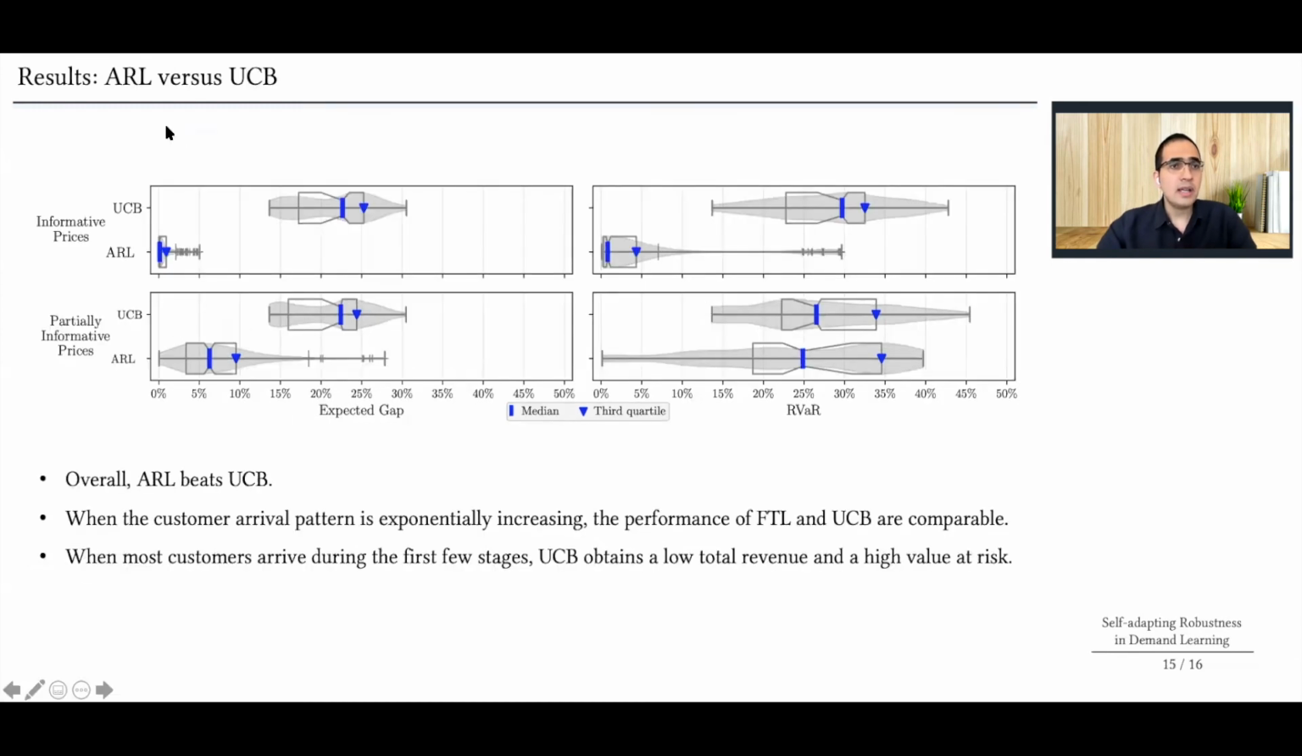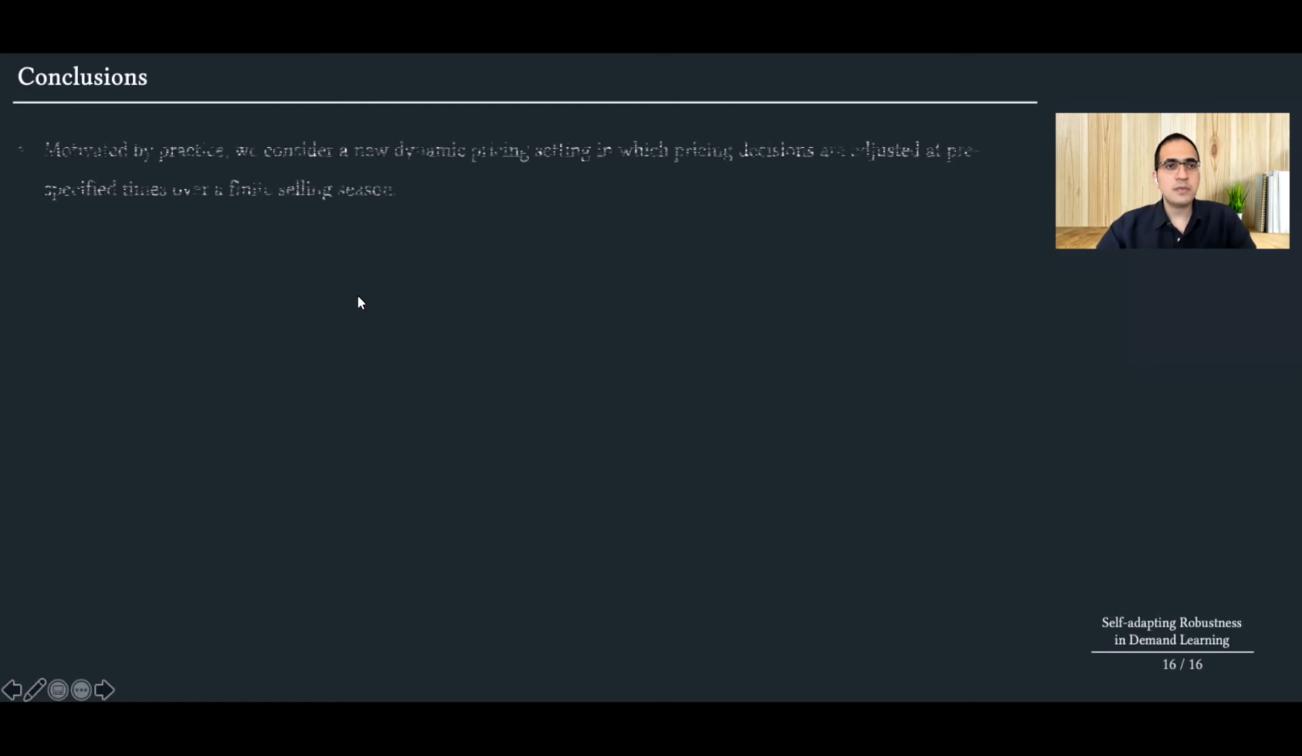Finally, we compare ARL with UCB. Overall, we observe that ARL beats UCB. In a setting where we have an exponentially increasing pattern, UCB and follow the leader achieve comparable performances. And in this setting, we observe that ARL significantly improves in terms of expected gap and R-var upon UCB. For partially informative prices, UCB and ARL exhibit comparable median R-var, though ARL achieves a substantially better median expected gap compared to UCB. Let me summarize the talk with a few bullet points.